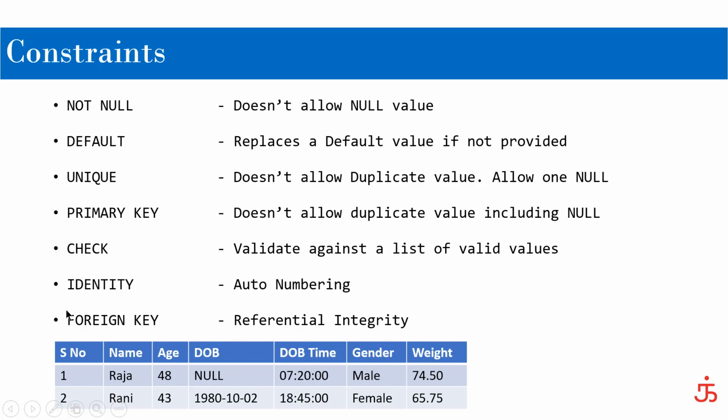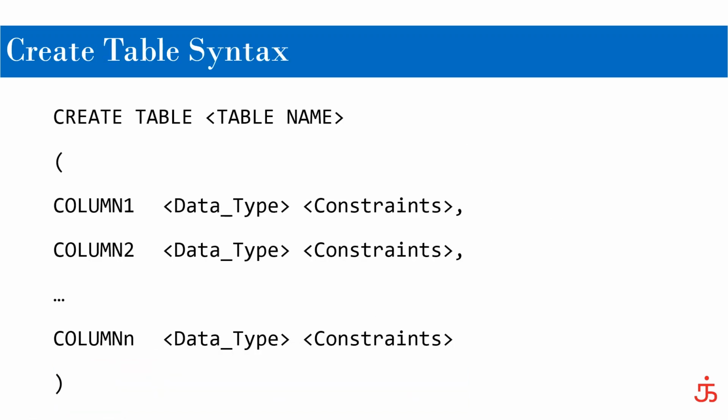Finally, we are going to see the foreign key. I think we have already seen the foreign key logically. This is primarily for referential integrity. So we are going to see all of them today. Now we are going to have a hands-on session. Before that, we are going to see the syntax for creating a table.